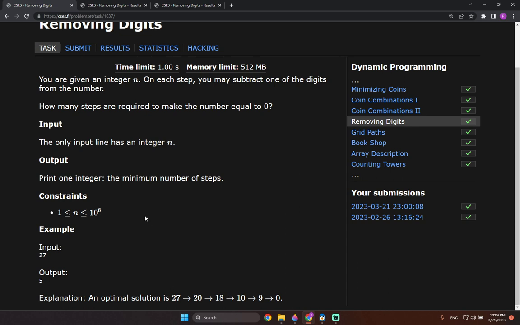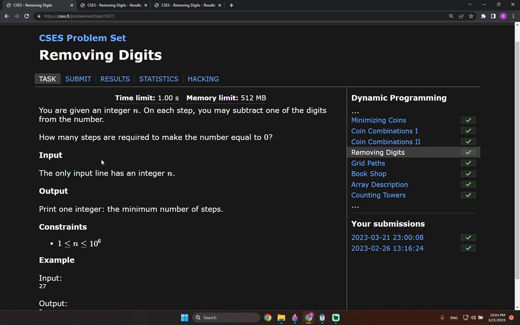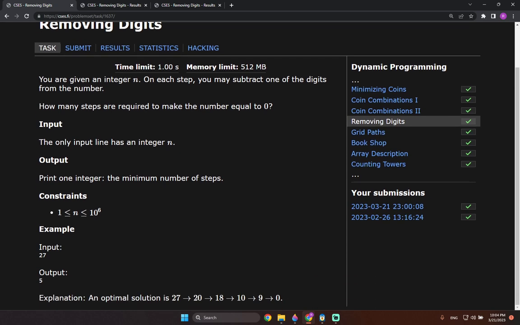Okay, so this problem has two solutions. The first one is the greedy one, that is we always subtract the greatest digit. Why this works, I have no idea. I didn't sit down to prove this. I just tried and I saw that it works. Of course there should be some mathematical proof for this, but during a contest, if you want to play it safe, rather than spending time proving that this is true, you could just write the dynamic programming solution.